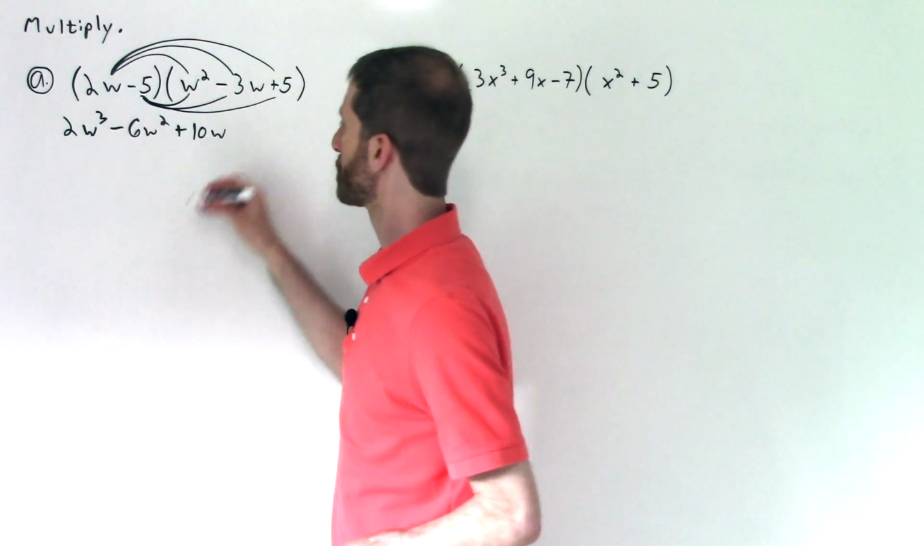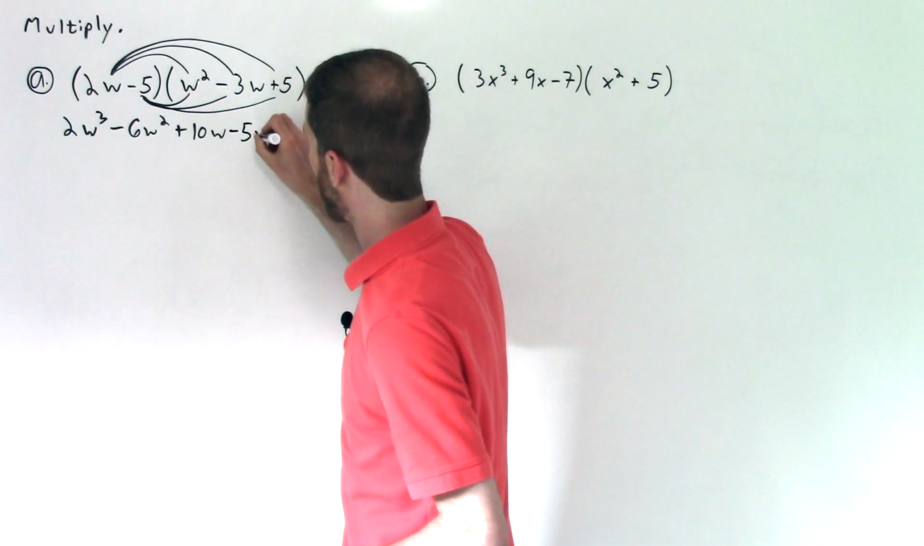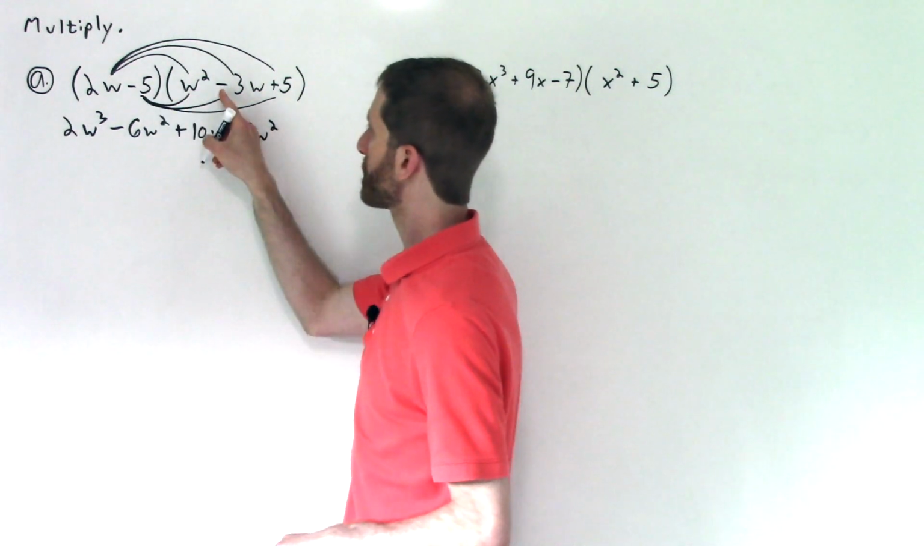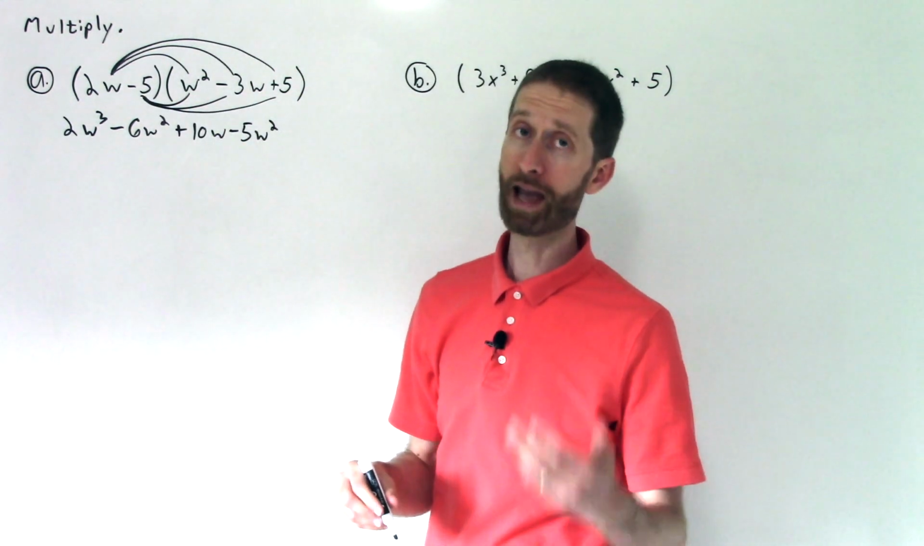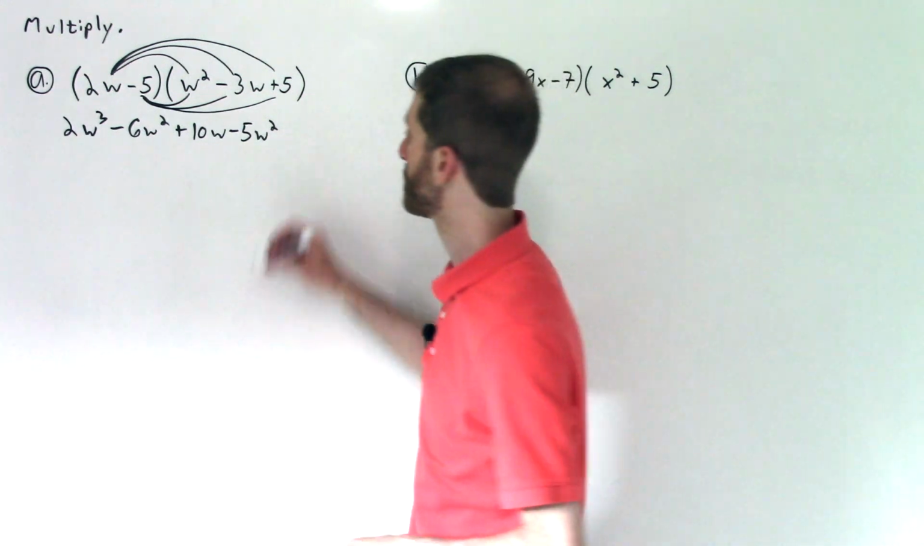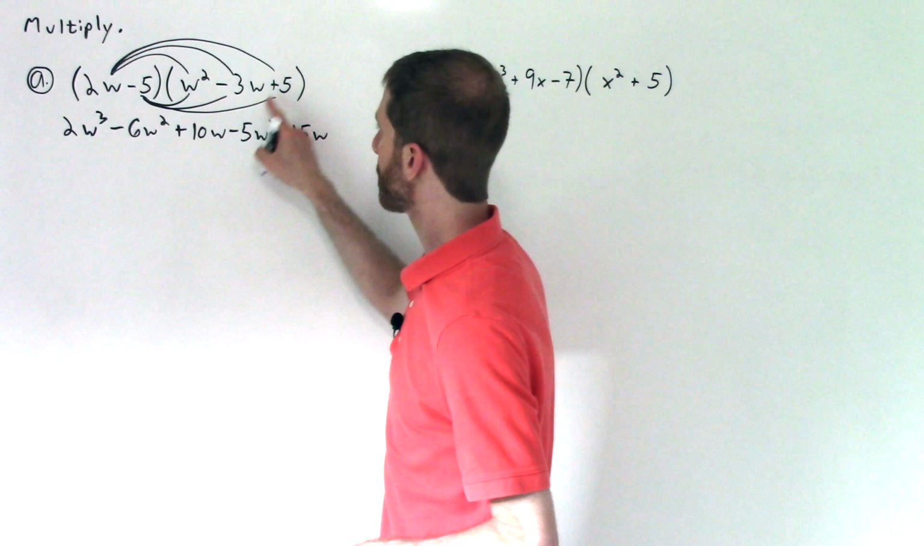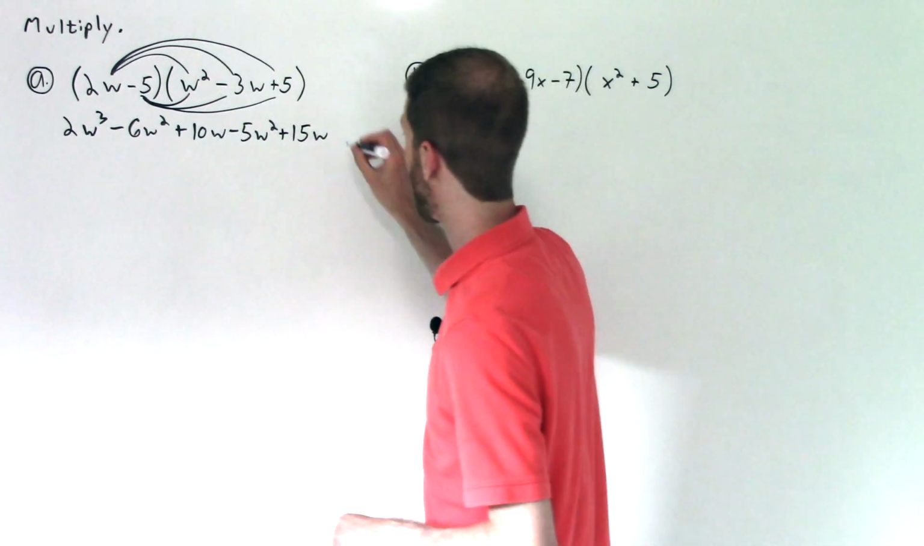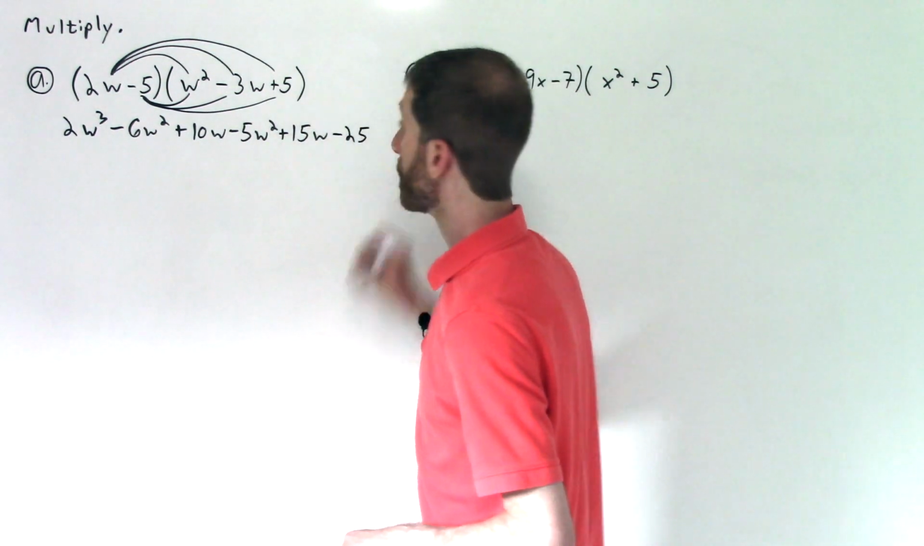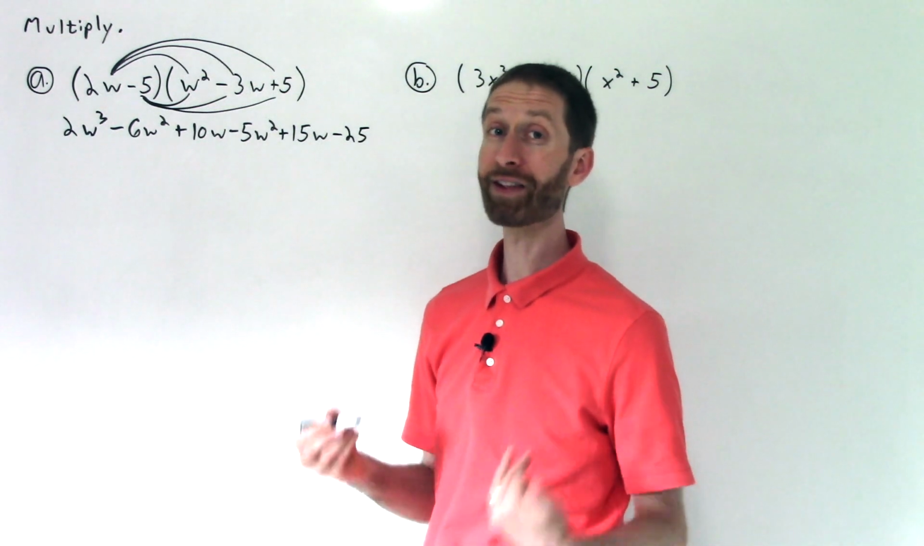Minus 5 times w squared is minus 5w squared. Minus 5 times minus 3w, negative times a negative, is a positive 15w. And then minus 5 times plus 5 is negative 25. That's a beautiful thing. So now what we do from here is we just combine the like terms.